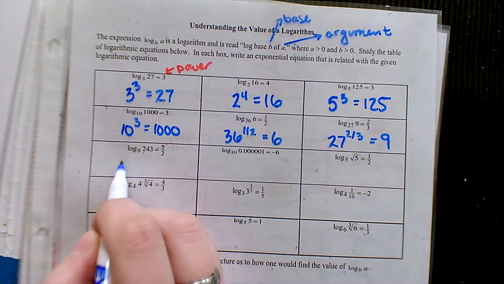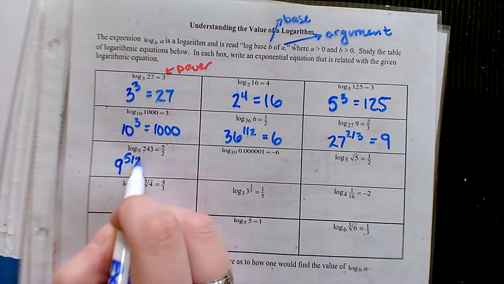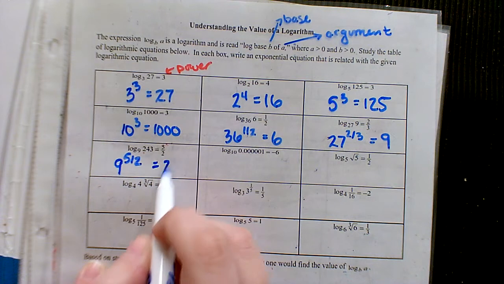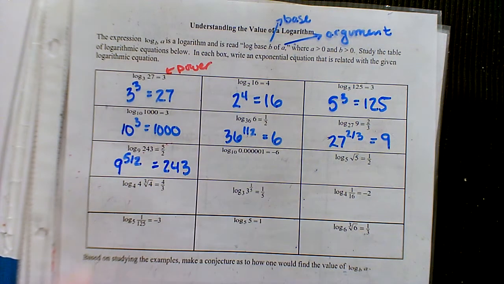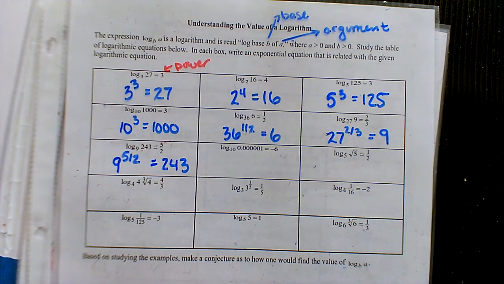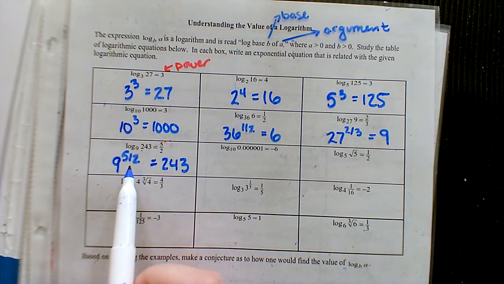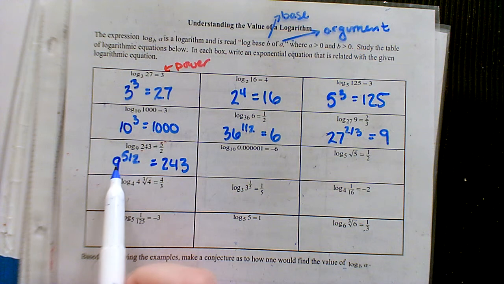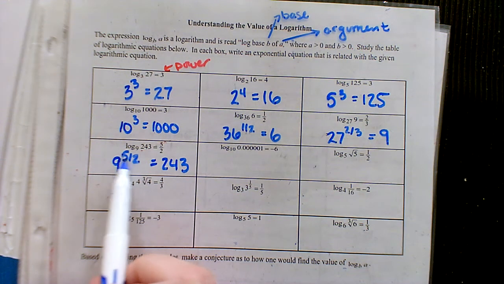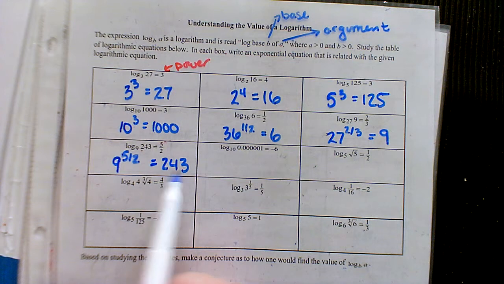Let's try the next one. We would have 9 to the 5/2 power equals 243. Maybe we can check that one out in our heads. The denominator of 2 is signifying a square root. So the square root of 9 is 3. And if you were to raise 3 to the 5th power, I bet you would get 243.